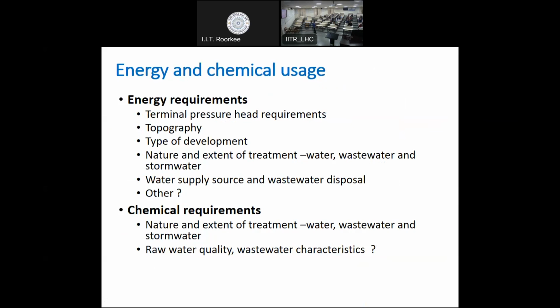The terminal pressure, as we know, is the pressure at which water comes to our home. Over in Australia, the minimum pressure requirement is 20 meters. So each and every home should have a minimum pressure of 20 meters, because some of the appliances we use work only if the required pressure is met.